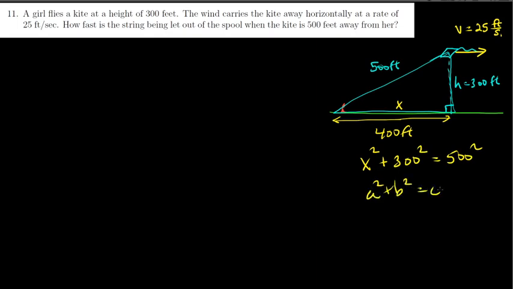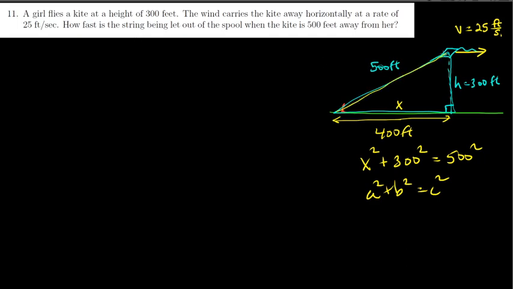And this is a 3, 4, 5 triangle, so if we call this distance x here, then at this moment, you can check that this is 400 feet. Again, how did I get that? You just solve this equation. In other words, I'm just using the Pythagorean theorem. Make sense? Okay. But then the question is, how fast is the string being let out?